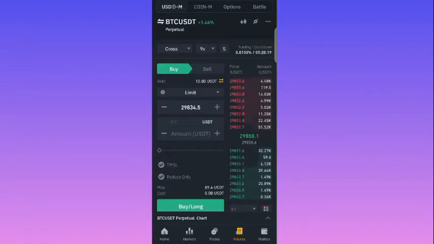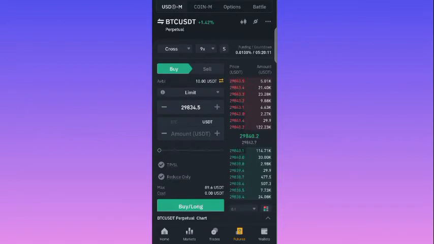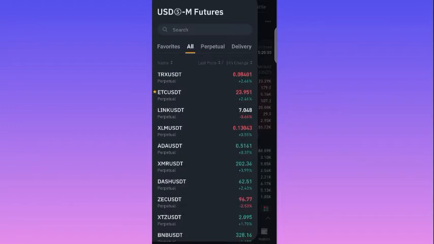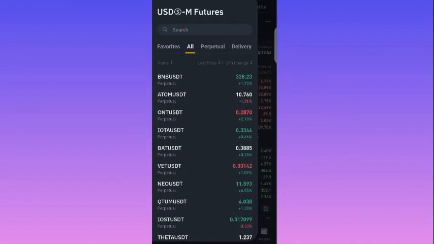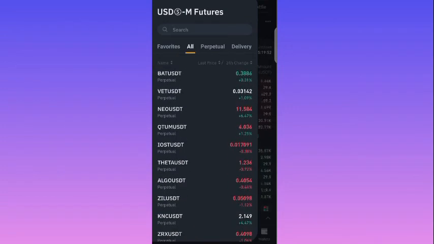Now with that being said, I want to explain certain things for you here. Here we are on the futures platform. As you can see, when you tap on this place, it shows you all the pairs you want to trade. If you want to trade Atom, IOTA, VET, name them, I'll go against USDT.